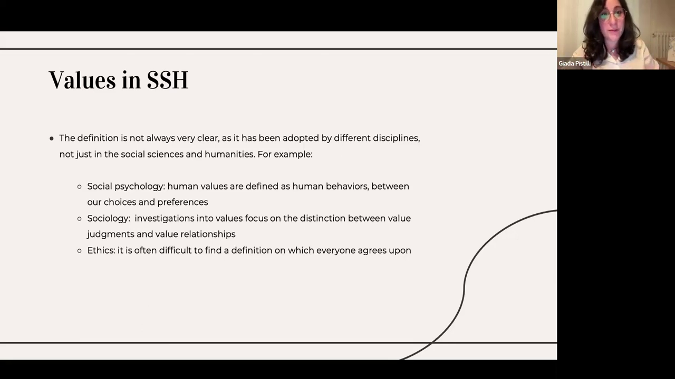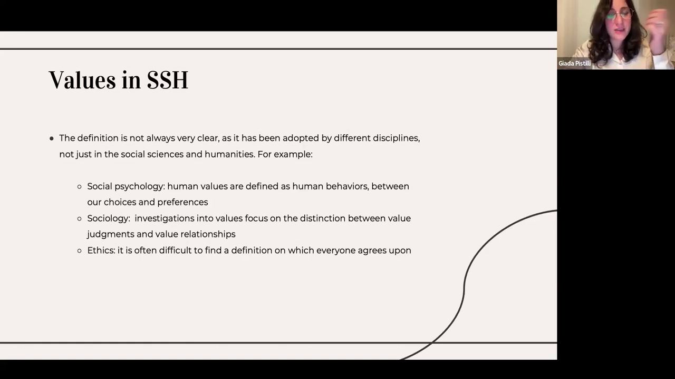Or, I'm guessing, when we talk about bias in ethics or digital humanities or social science, it's not the same as for a mathematician or in statistics, basically. So even in this context, if we try to take a look at what values mean: in social psychology, human values are defined as human behaviors between our choices and preferences. In sociology, it is the investigation into values, which means they focus on the distinction between value judgments and value relationships. Of course, that's really putting everything in a box. I know it's way broader than that, but for the sake of time.